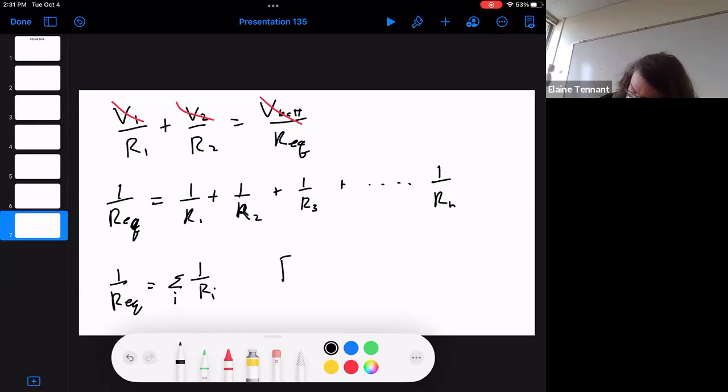And we're going to remember that this equation only works for resistors in parallel. And so before we use it, we need to figure out whether our resistors are in series or in parallel.